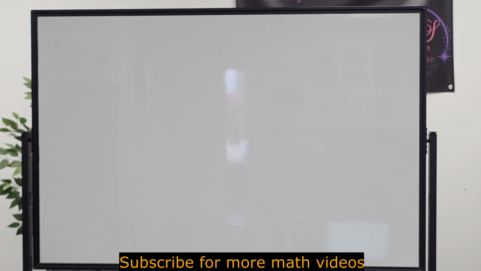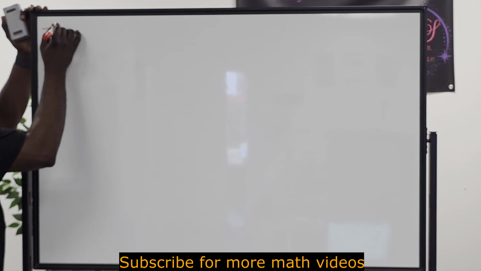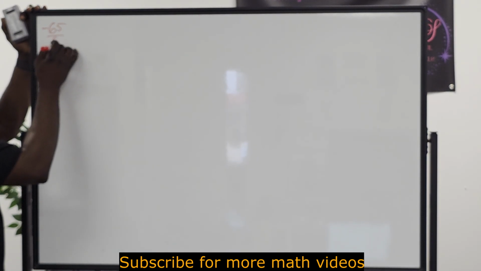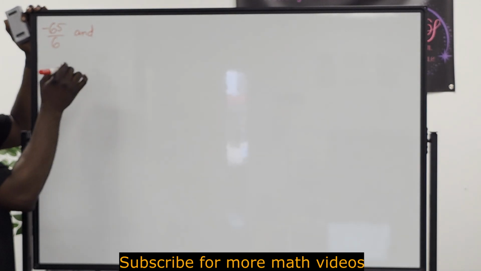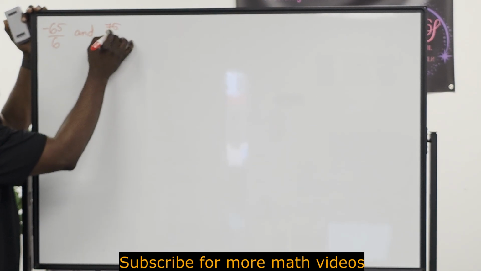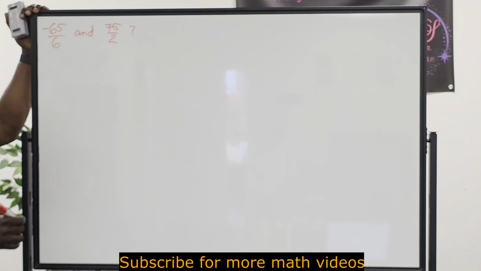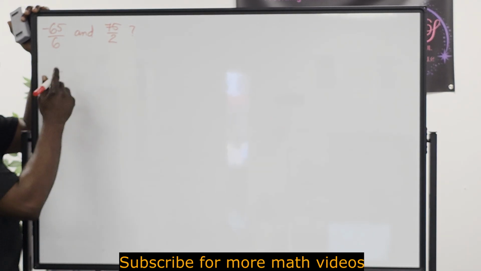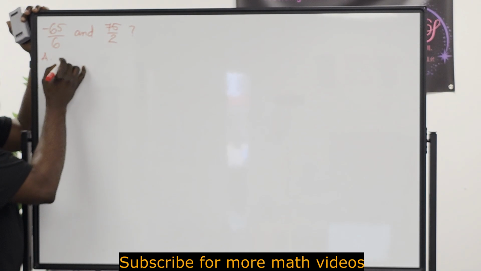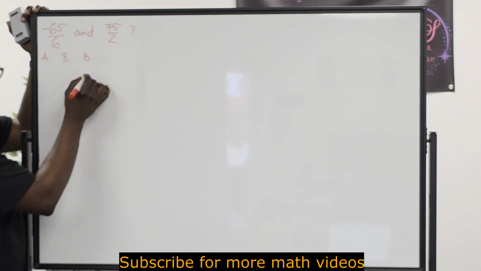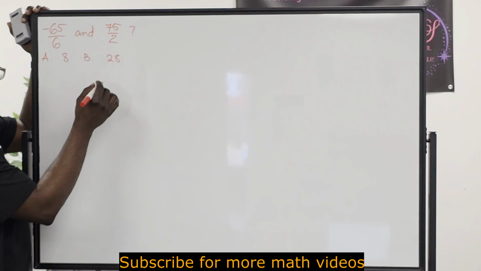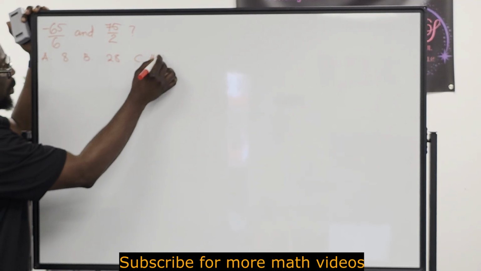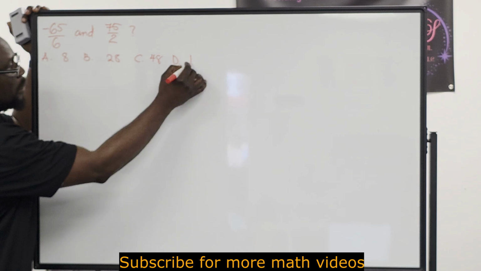Question 35. On the real number line, how many integers are between minus 65 over 6 and 75 over 2? So they are trying to ask us how many integers are between this number and this number. Option A is 8. Option B is 28. Option C is 48. And option D is 140.